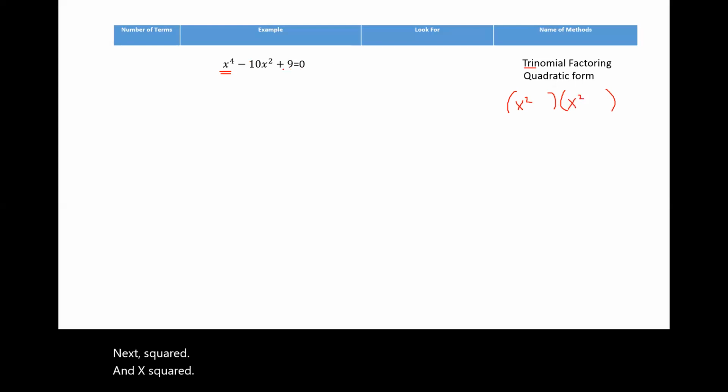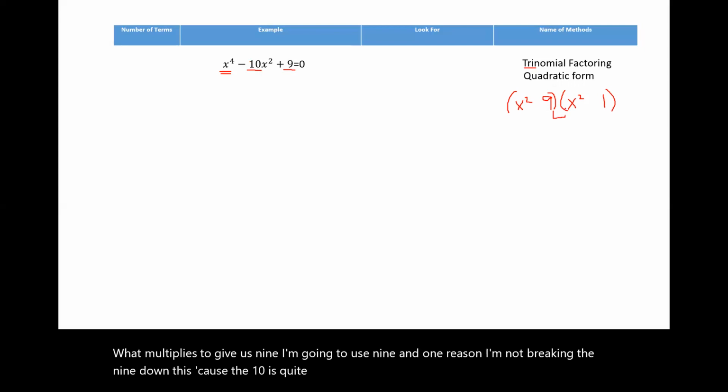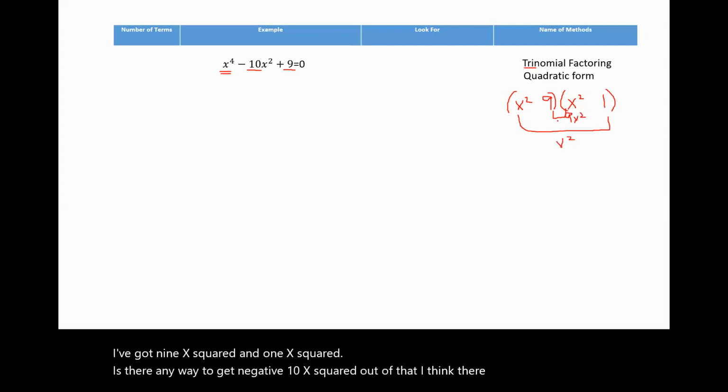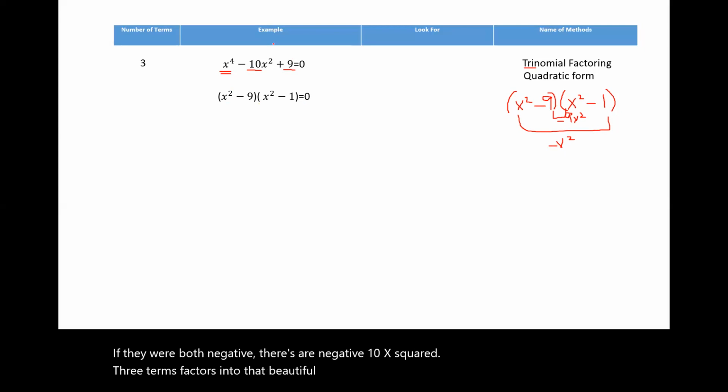What multiplies to give us 9? I'm going to use 9 and 1. The reason I'm not breaking the 9 down is because the 10 is quite large. I've got 9x squared and 1x squared. Is there any way to get -10x squared out of that? I think there is. If they were both negative, there's our -10x squared. So 3 terms factors into that. Beautiful. So this is really a quadratic that's just a little bit bigger than normal.